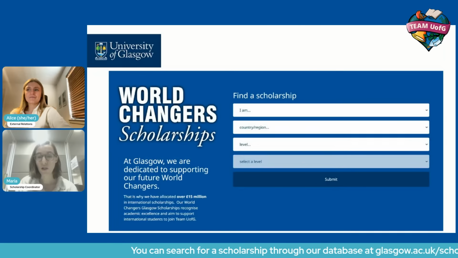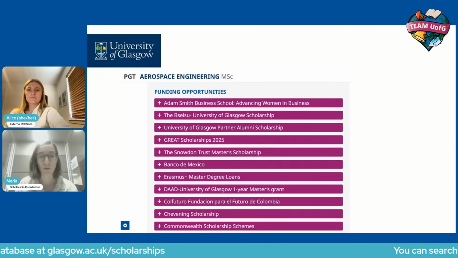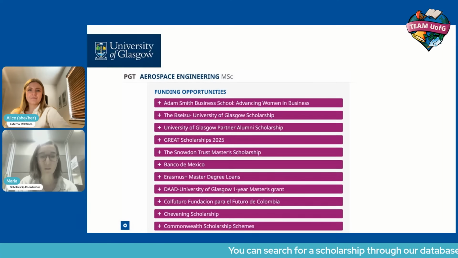Any course relevant scholarships are also visible on the program web pages. So if you go to the right hand side of your program web page, there's a fees and funding section. And you can view all the listed scholarships there as well and access the scholarship web pages from there.